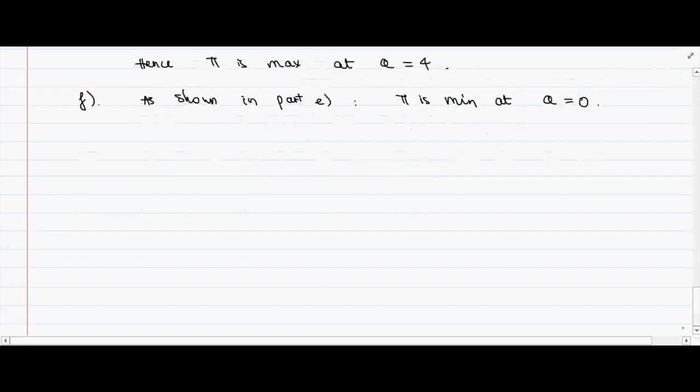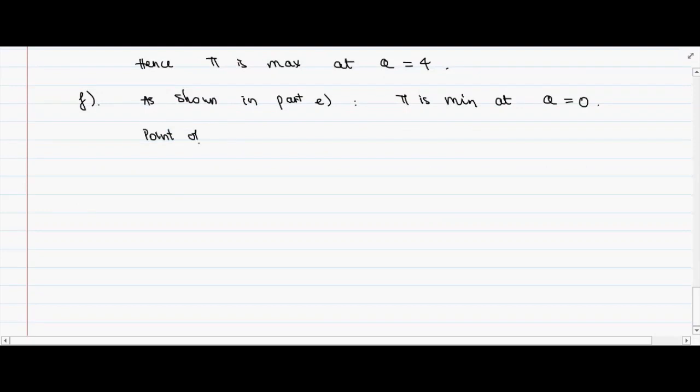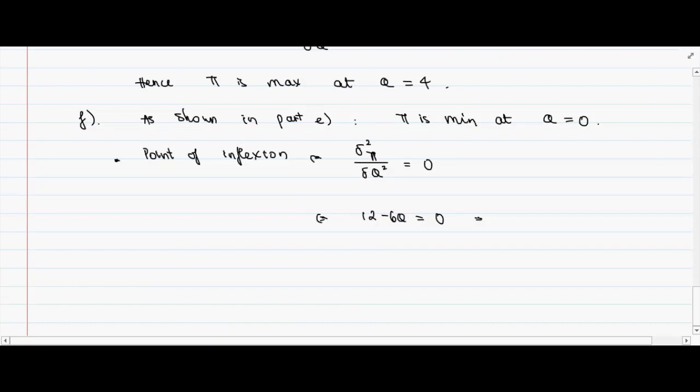Now, the point of inflection is basically the point at which the second derivative is equal to 0. So if we take the second derivative, make that equal to 0 and solve for the value of Q, that is going to be the point of inflection. Our second derivative is 12 minus 6Q, which is here. If we make that equal to 0 and solve this equation, we get Q equal to 2. So the point of inflection is happening at quantity equal to 2.